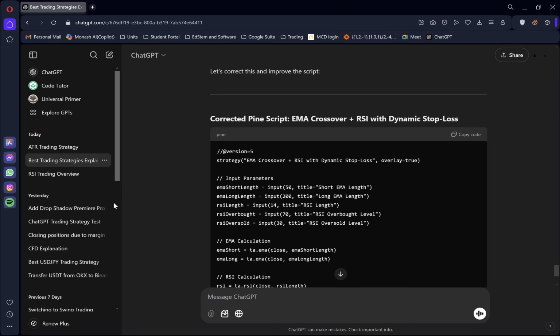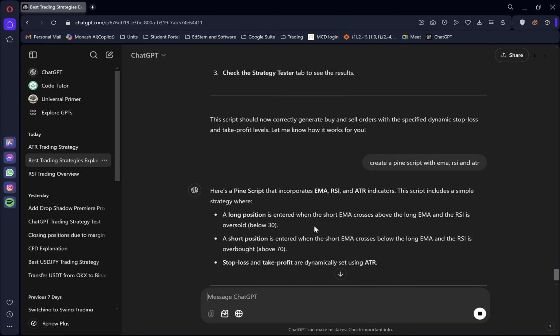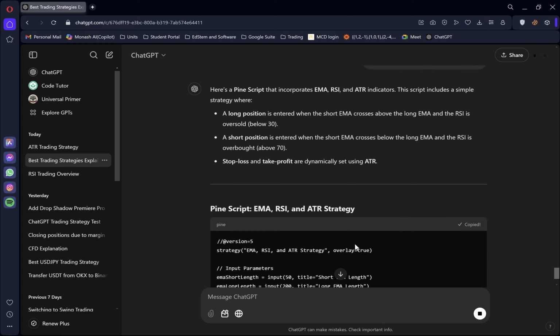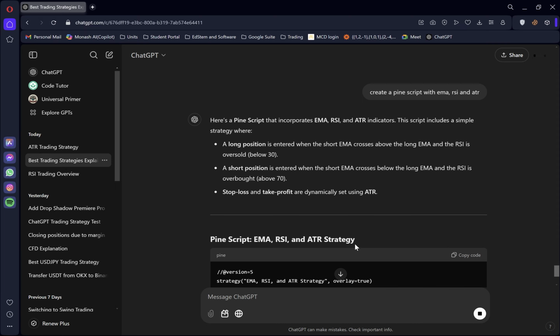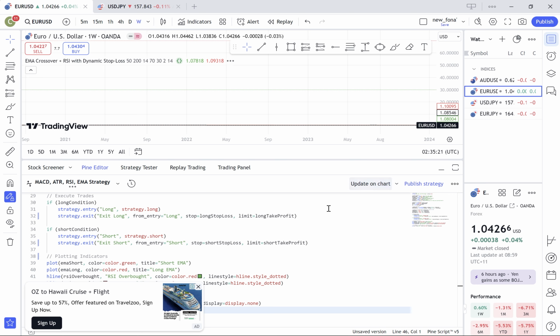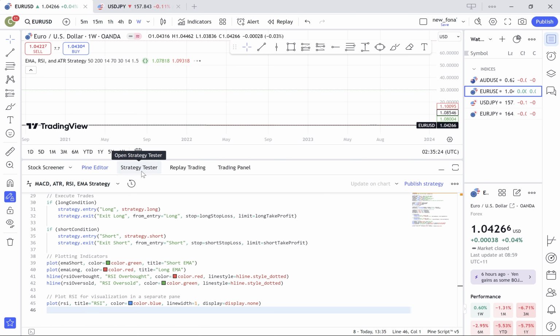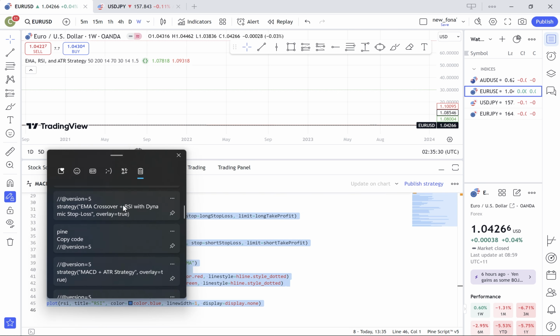Okay, so now that we've tried using the Pine scripts to automate our trading, I'm going to ask it to create a Pine script with EMA, RSI, and ATR. Right, so we've got it. Copy, paste it, update on chart, and see the strategy tester. Okay, for some reason it wouldn't work.